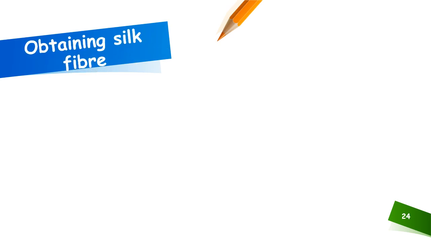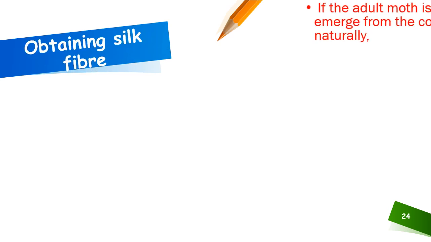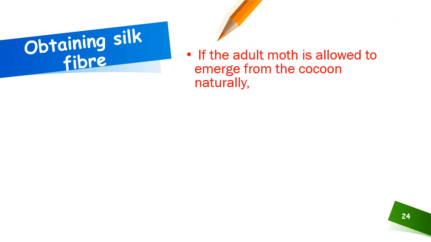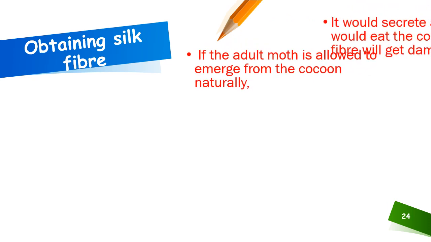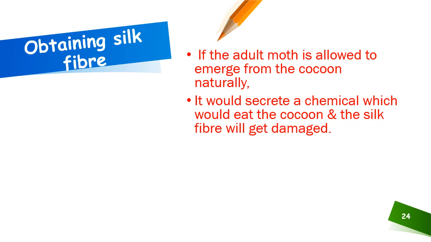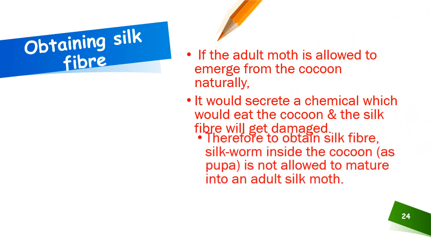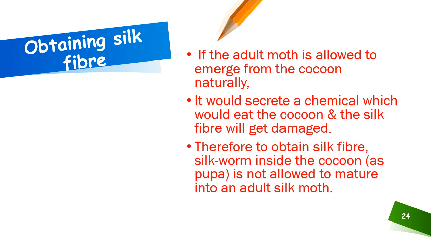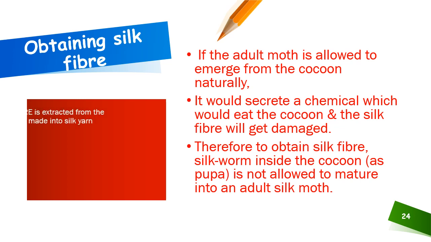Obtaining silk fiber. If the adult moth is allowed to emerge from the cocoon naturally, it would secrete a chemical which would eat the cocoon and the silk fiber will get damaged. Therefore, to obtain silk fiber, silkworm inside the cocoon is not allowed to mature into an adult silk moth. Silk fiber is extracted from the cocoon and made into silk yarn.